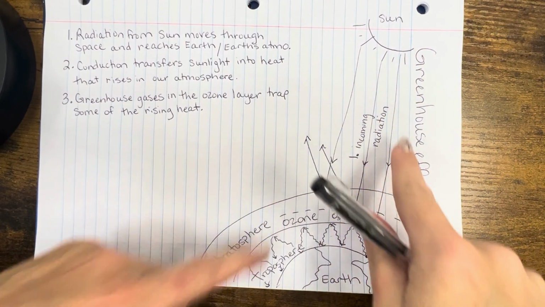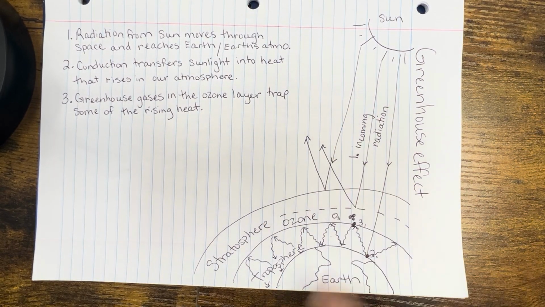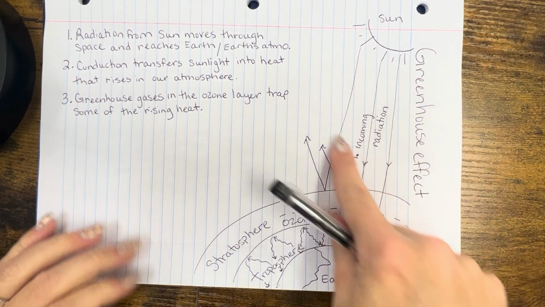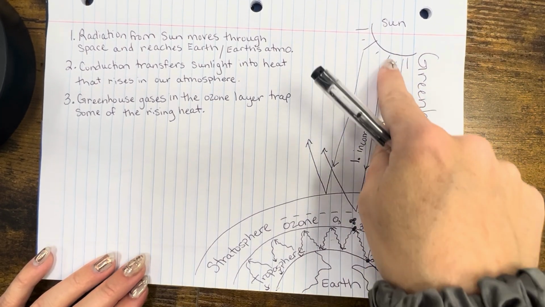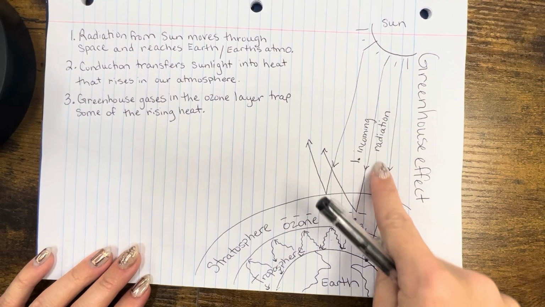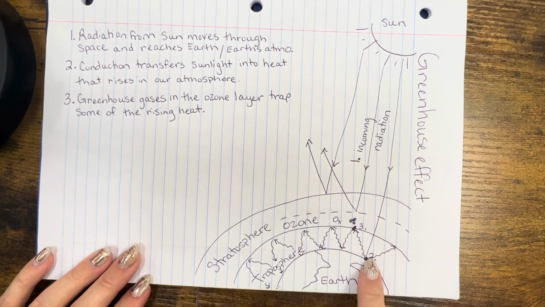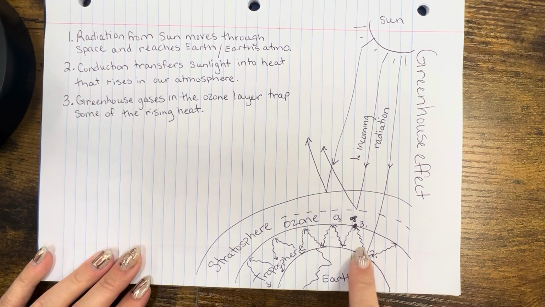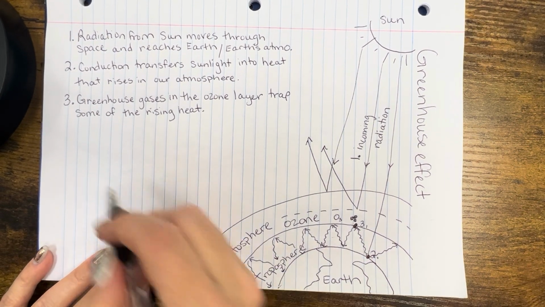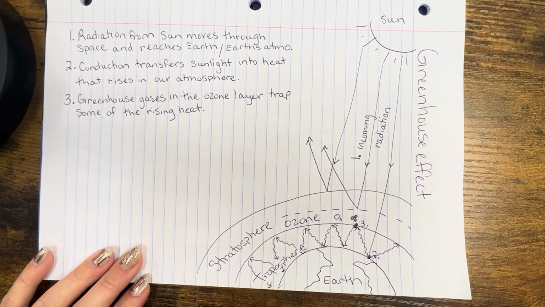Some of it's ultraviolet radiation. But it's important to note that this right here is not heat. This is not infrared. This is ultraviolet, and this is visible light. And that visible light and that ultraviolet light comes down, hits Earth, touch, conduct, and then gets trapped. Now, the key word here is some.